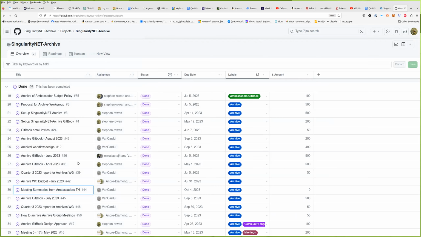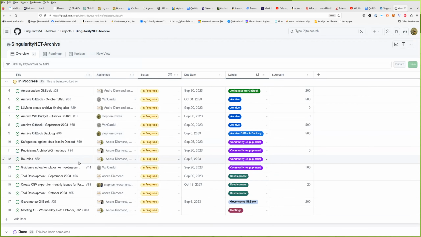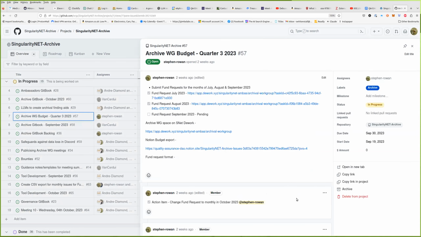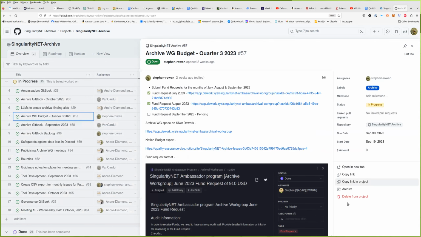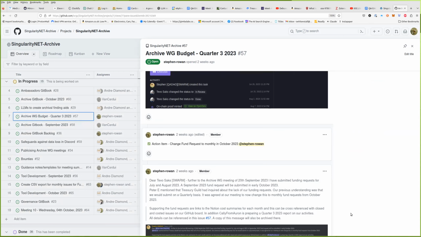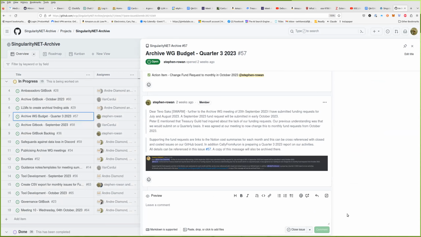Right, returning to live issues. Okay, well, fine. This is quite relevant because we've been discussing this. This is the archive workgroup budget for Q3. There's no cost associated with this because, well, we just did the work. As far as I'm aware, this is closed. Is that your understanding as well, Vanessa? Yeah, I think so, because you've put in all the requests that we could put in.